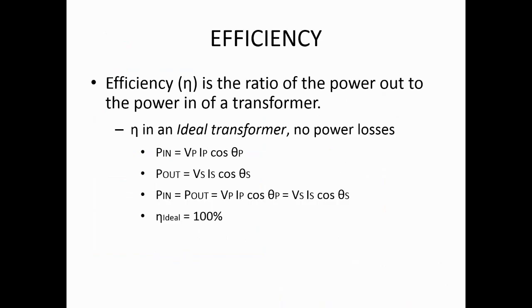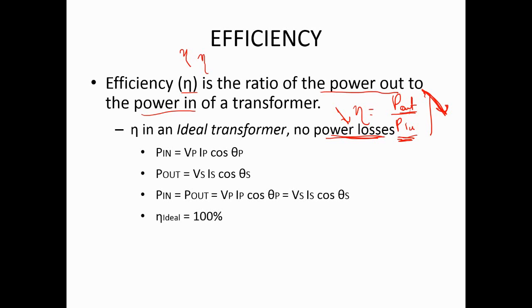And in terms of efficiency, noted as eta, this is the Greek letter eta. Efficiency eta is the ratio of the power out to the power in. So it's the power at the output divided by the power at the input. This is what we call efficiency. The efficiency of a transformer, of course, depends on the losses. The more losses you have, the smaller the output power will be, right? So if the output power is small for a certain input power, you'll get a lower efficiency. If you don't have any losses, as in an ideal transformer, then the output power and the input power will be equal.